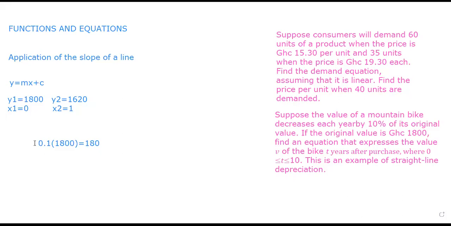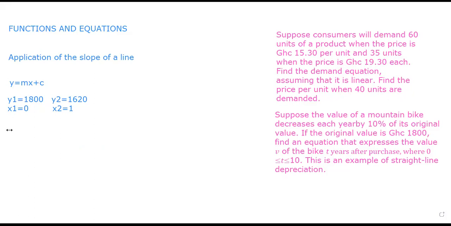Sometimes they will not give you the Y2, the Y1 and the X2 straight away, especially in exams. They will give you a particular sentence, and you have to understand the sentence to be able to get your Y2 and your Y1. So take note of that. Having our Y2 and our Y1, we can now start.